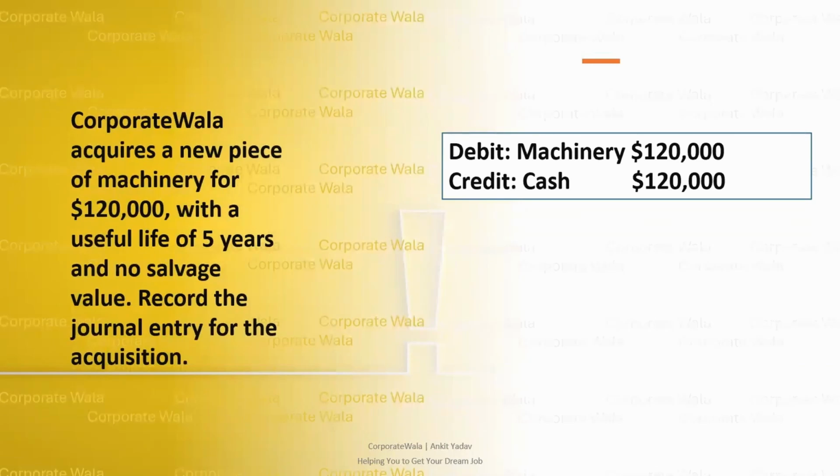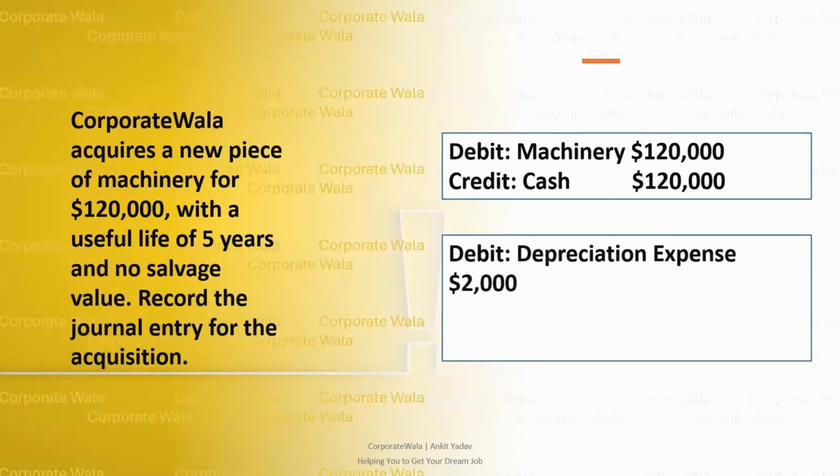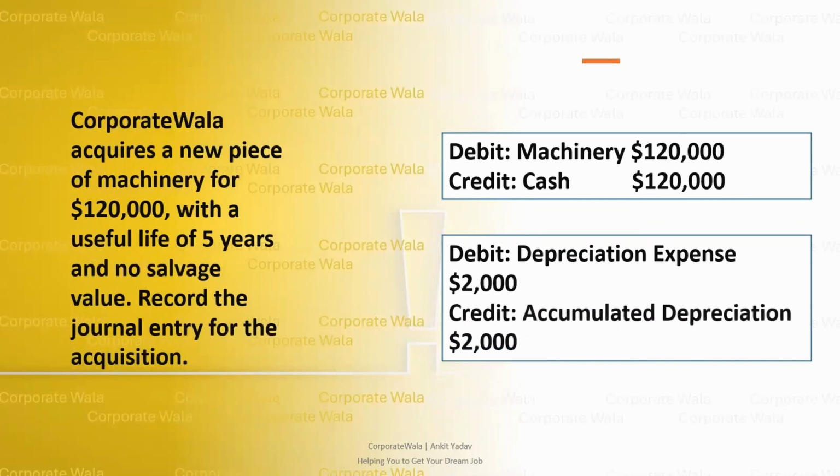But let's suppose you have to book the depreciation journal entry as well. What would be the journal entry in that case? We will debit the depreciation expense account and credit the accumulated depreciation account by $2,000. So how have we calculated this depreciation amount? We have a total value of $1,20,000, which we have divided by 60. Why 60? Because in a year we have 12 months and we have a total useful life of 5 years.